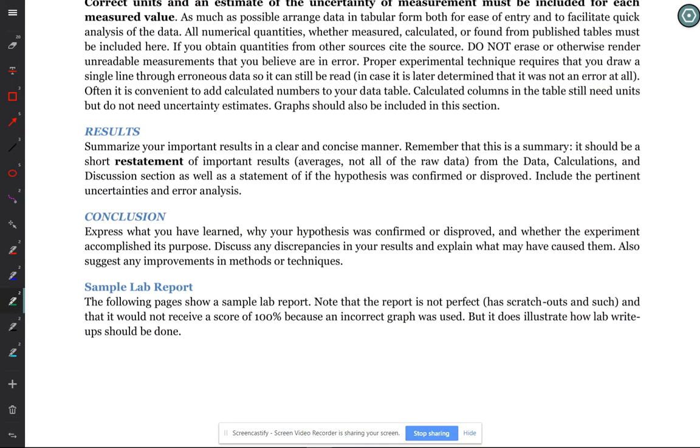Yes? Do you usually just do the rise over run for the slopes right onto the graph? I usually just do it on the graph, yeah. And so that's my calculation, right? Because it's still in the data calculation section.